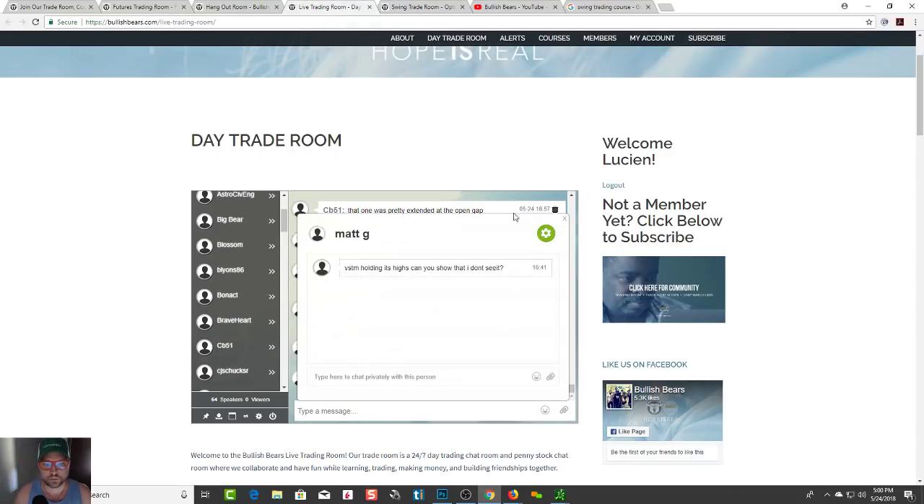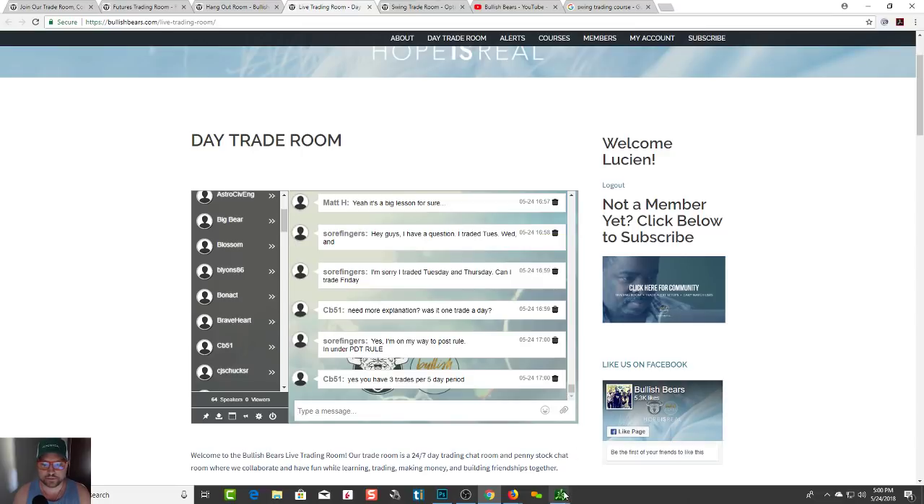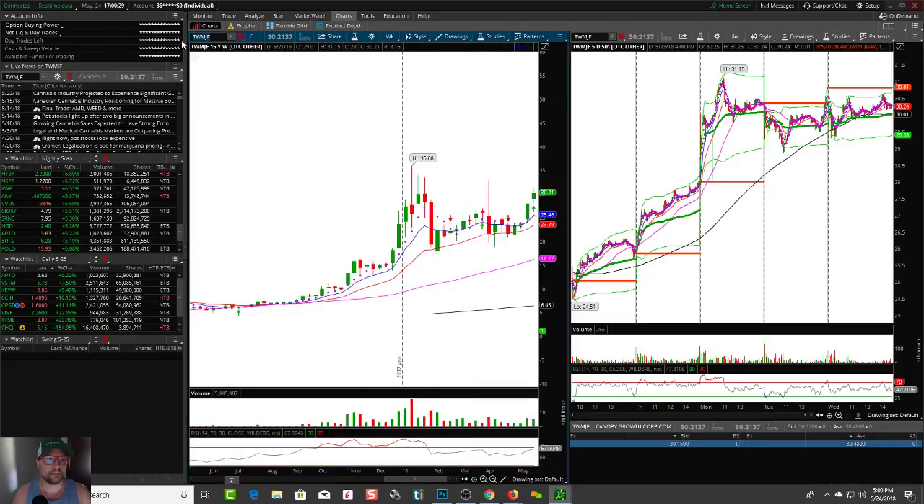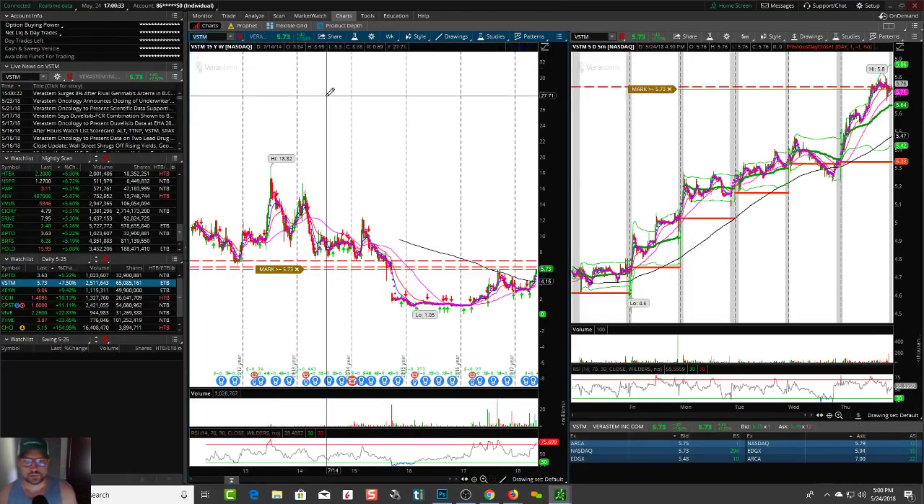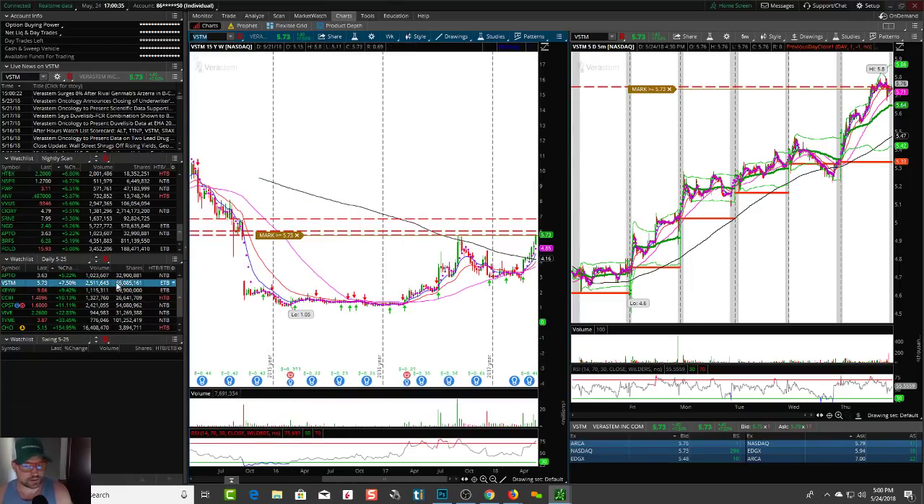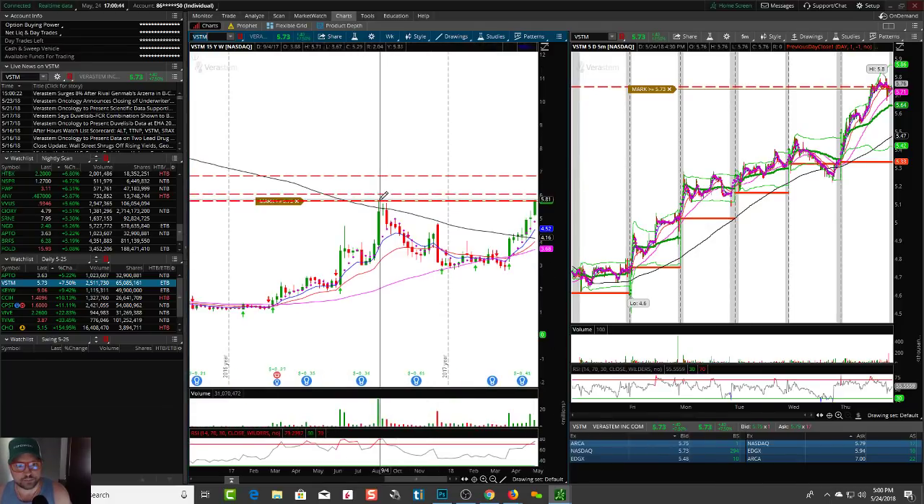But can you show that? I don't see it. VSTM holding its highs. Can you show that? I don't see it. Let me see. I'll take a look. VSTM. I put that over here. It's at its highs. Again, a little bit overextended. You want to see it break out and break above. Again, be very aware. It's overextended.